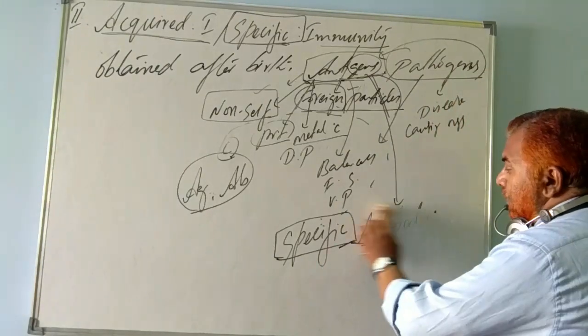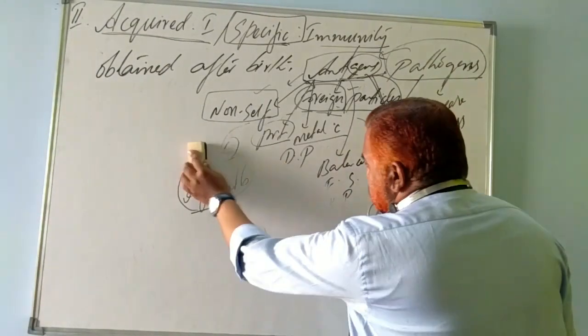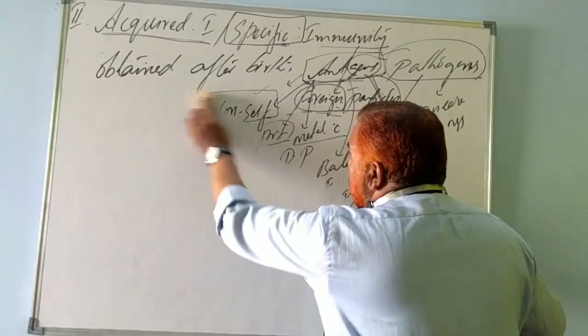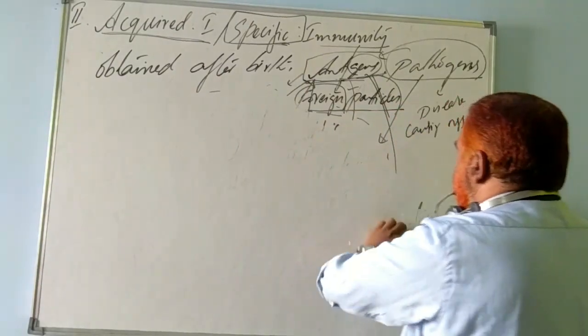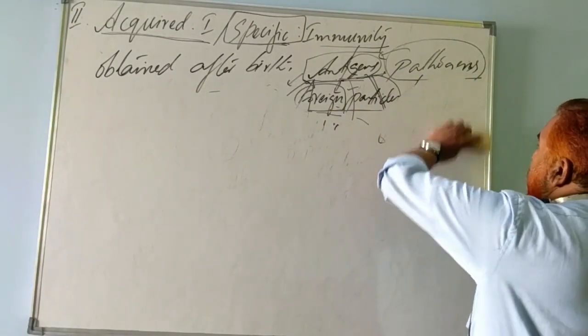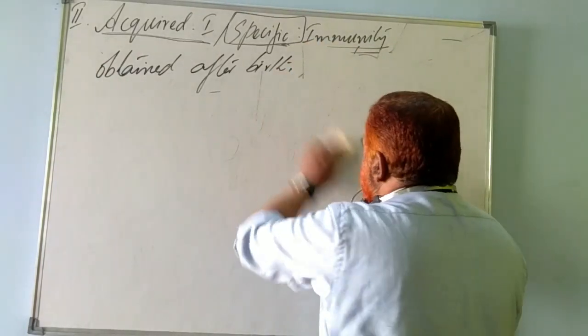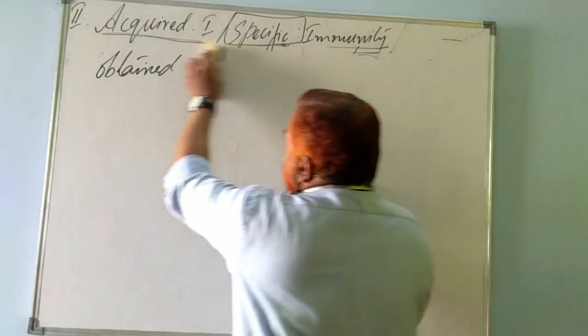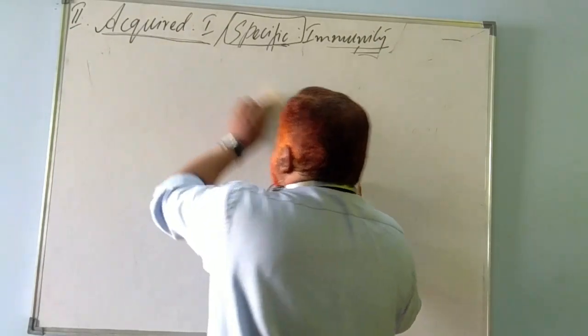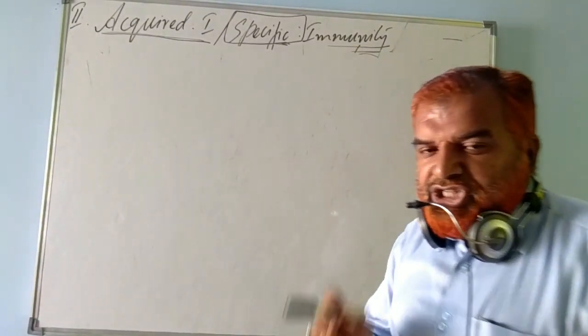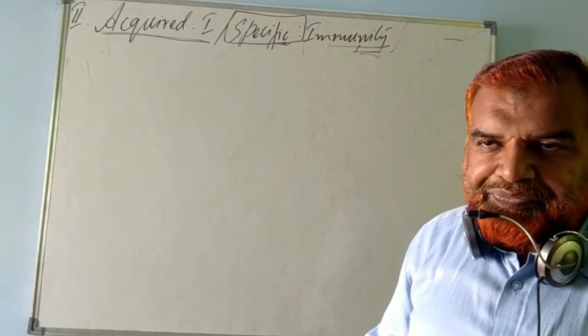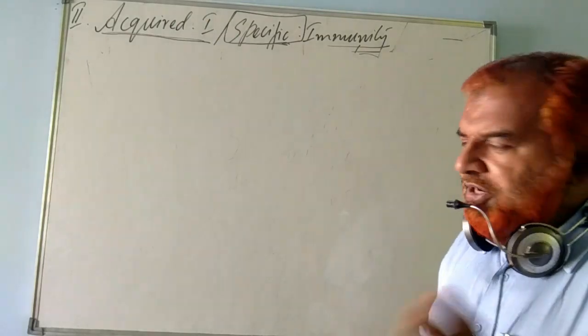Next, why is it specific? Because in this type of immunity, in an individual's body, specific antibodies are produced. Hence, such a type of immunity is referred to as specific immunity. What immunity? Specific immunity. Next.